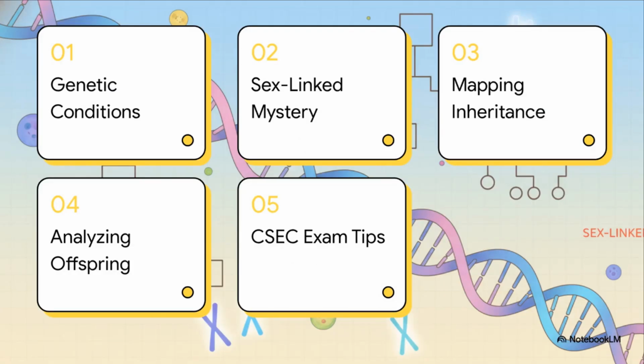Here is our quick roadmap for today. First, types of genetic conditions. Second, the sex-linked mystery. Third, mapping inheritance. Fourth, analyzing offspring. And finally, top CSEC exam tips.